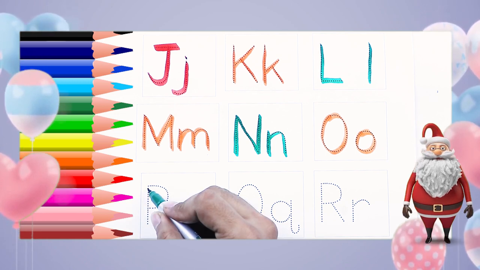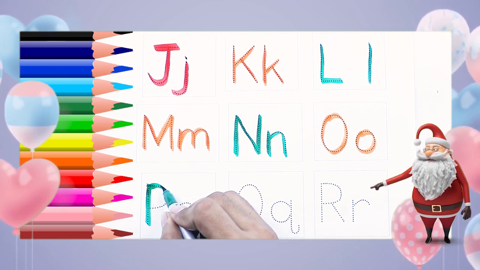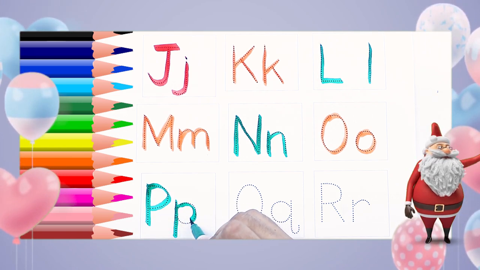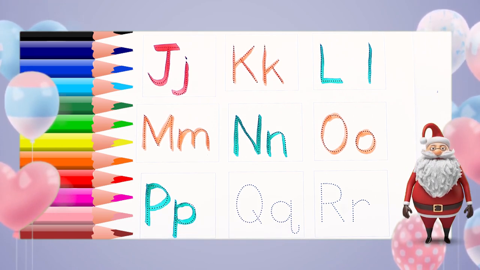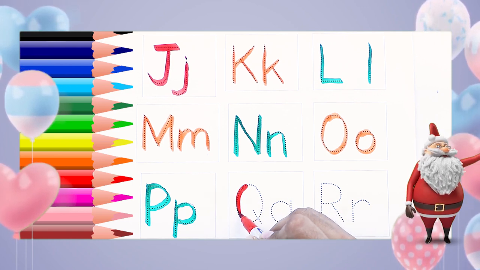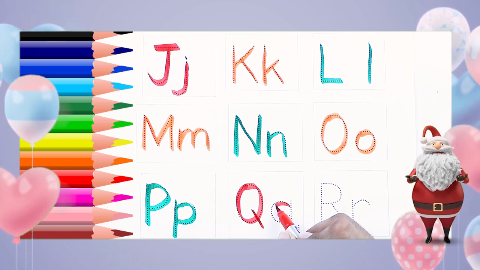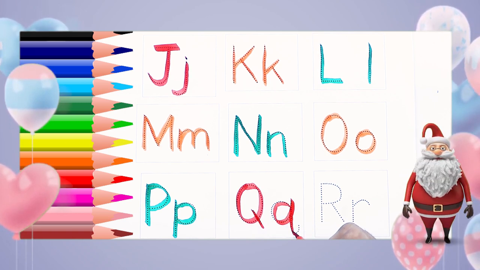Green color, capital P, P for parrot. Green color, small p, P for parrot. Red color, Q, Q for queen. Red color, small q, Q for queen.